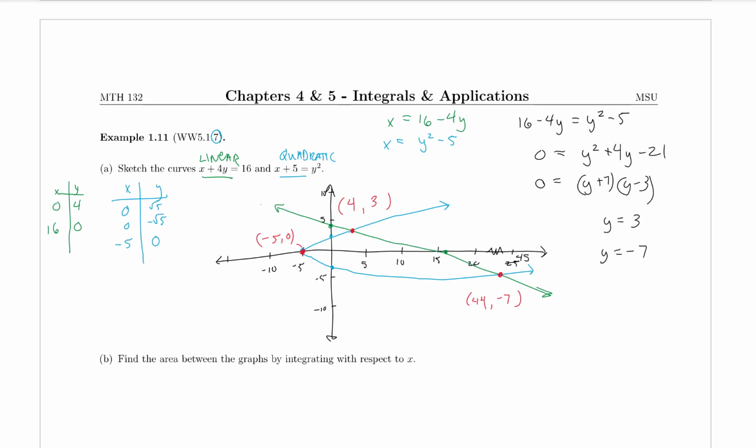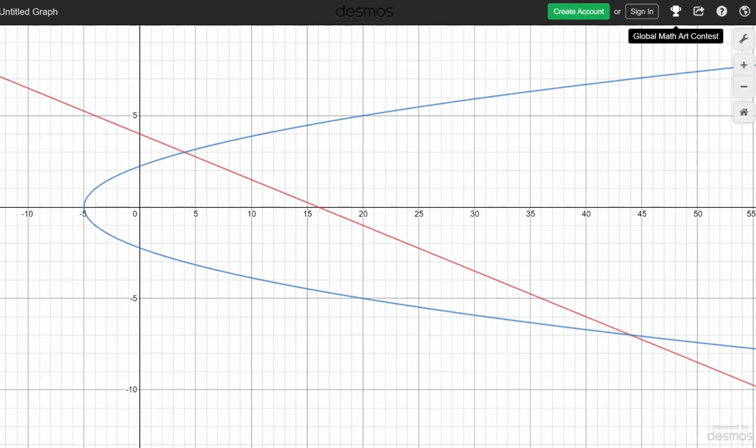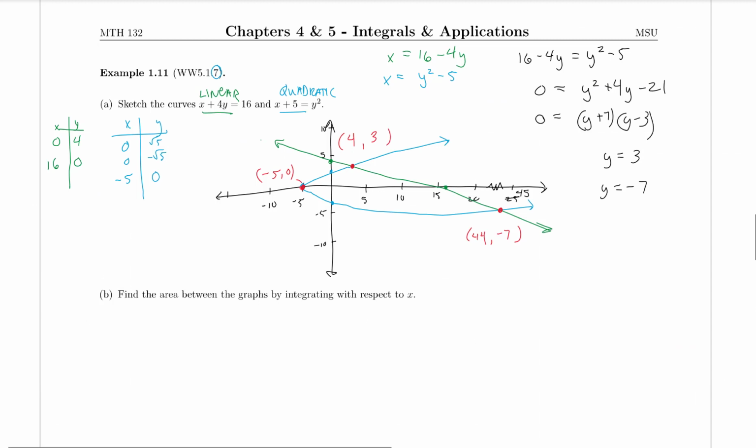Let's take a look at Desmos to see what it actually is supposed to look like. All right, there's our graph, and if we find the intersections here, we see the intersections are at (4, 3), (44, negative 7), and this vertex is at negative 5, 0, just like we found. And the shape here is similar to what we sketched, but of course, it's a little bit more to scale when the computer does it. Let's go back to our work.